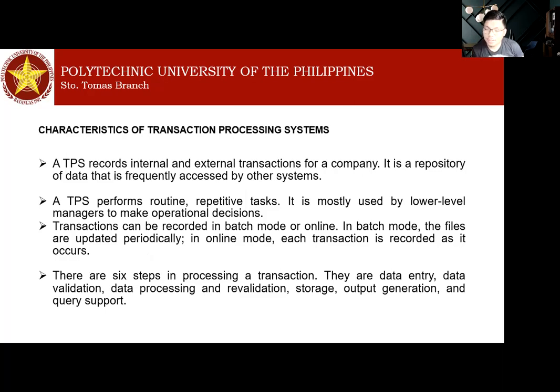So we use TPS, or the data we retrieve from the transaction processing system, in order to make decisions on our day-to-day business operations. Transactions can be recorded in batch mode or online. In batch mode, the files are updated periodically, while in online mode, the transaction is recorded as it occurs. So at the time of the transaction, it will be recorded if the system is in online mode. There are 6 steps in processing transactions. They are data entry, data validation, data processing and revalidation, storage, output generation, and query support.